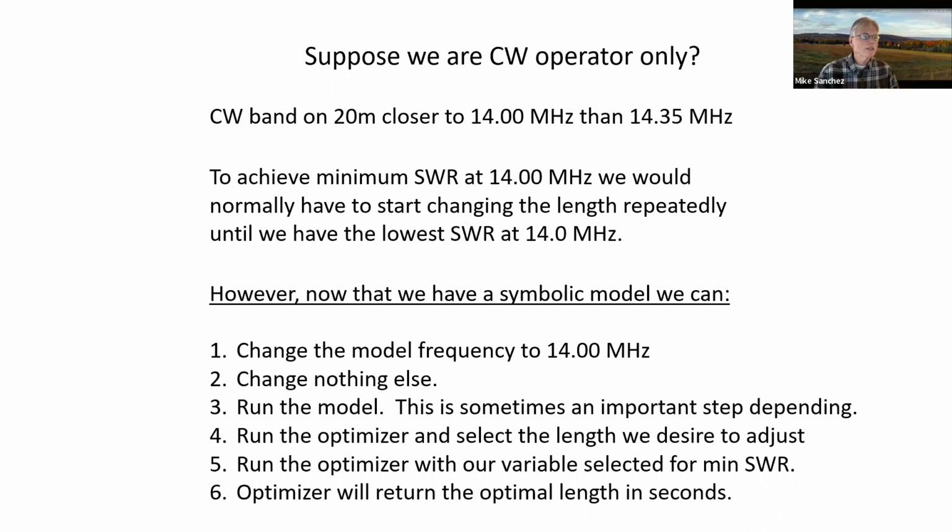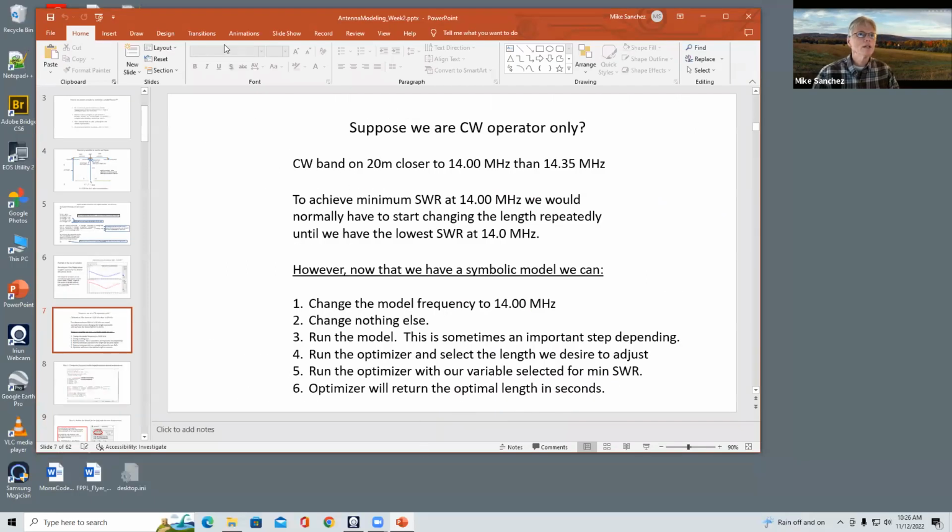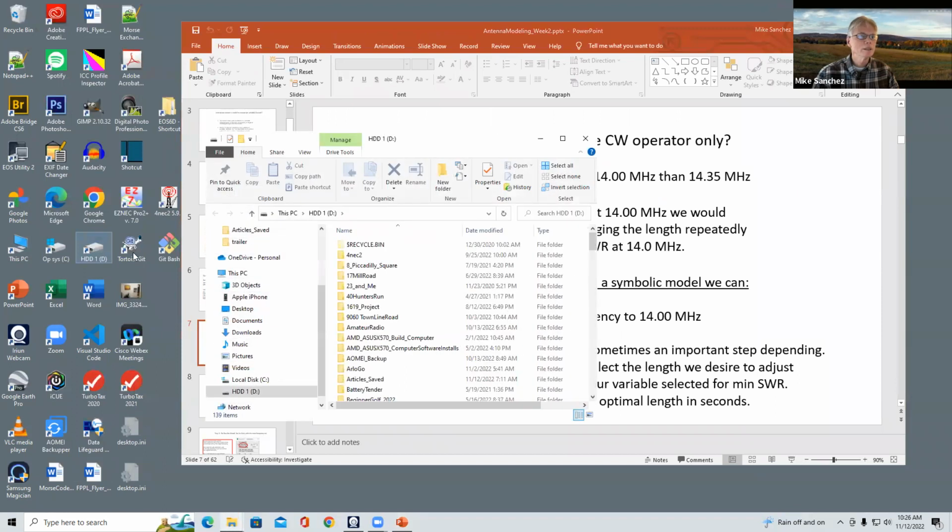So what we can do is change the model frequency to 14 megahertz and change nothing else, at least at the moment. Rerun the model, and this is important, and I'll say it more than once. If you change it to 14 megahertz and start doing optimization without rerunning the model, there is something I want to show you guys. There is something that can trip you up, and routinely, even now, still trips me up.